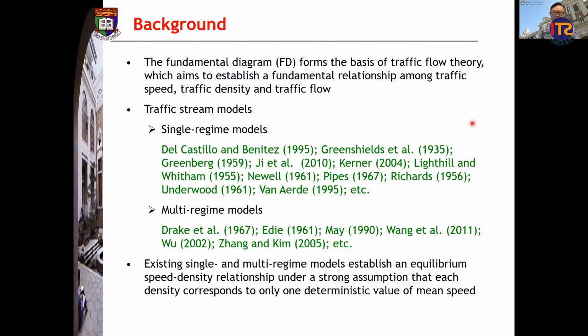As you know, the fundamental diagram is the basis of traffic flow theory, and has a long history. Most of the work is based on a single regime model with a single function describing the whole density range, and also multi-regime models. Both of them establish an equilibrium speed-density relationship with a strong assumption that each density would correspond to only one deterministic value of the mean speed.